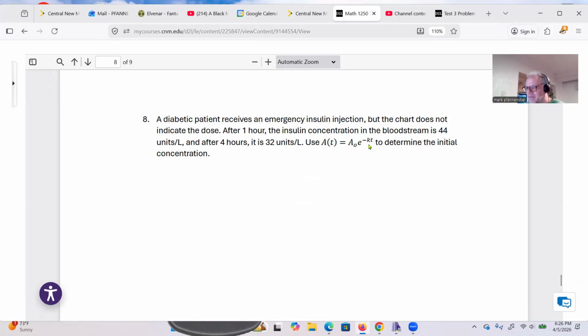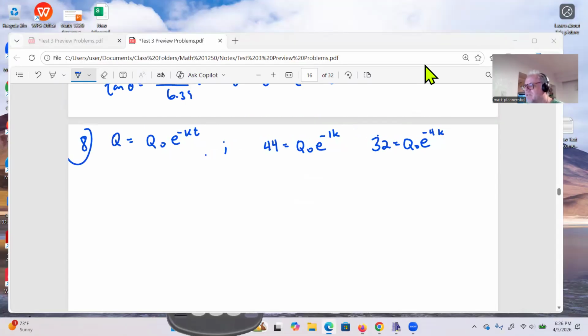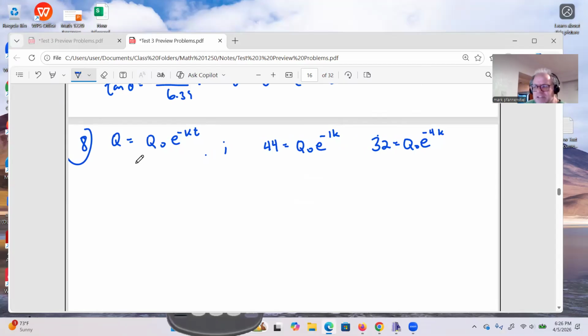You should have it memorized, but we're not requiring you to have it memorized for this particular problem. We're going to determine the initial concentration. The idea here is we're going to figure out what A sub 0 is. I wrote down the problem, but here is the original model that we're supposed to be using.